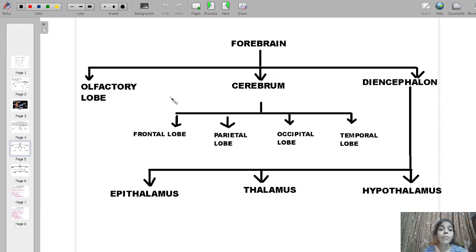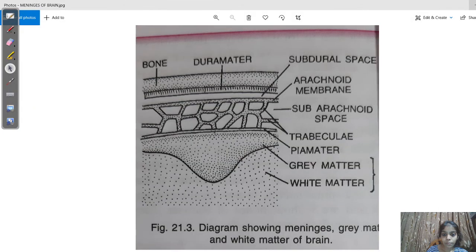But even after this, below the cranium or below the vertebral column, there is a three-layered protection designed for the brain and spinal cord. That three-layered protection is called meninges. Let me show you the picture. So the brain and spinal cord are covered by three membranes.